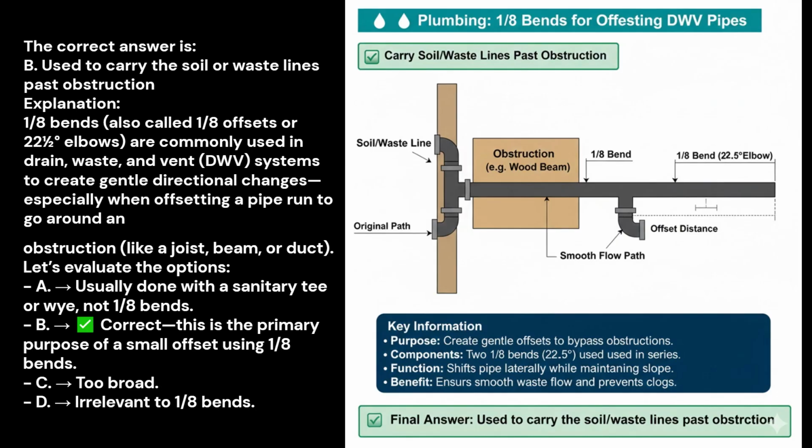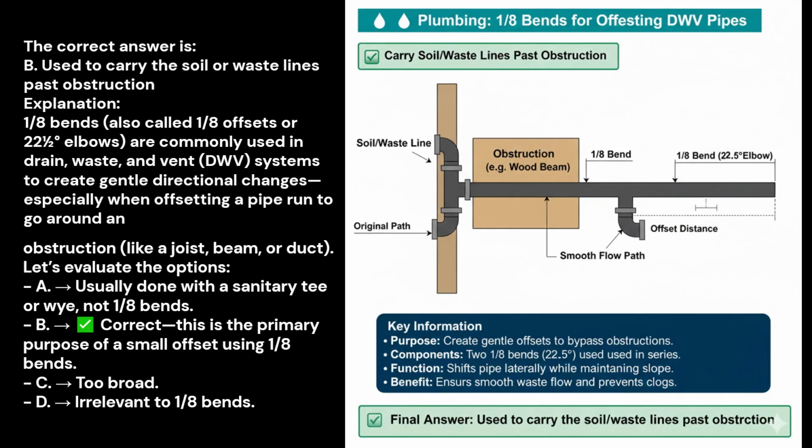This method provides a smoother flow path compared to sharp 90 degree bends and helps avoid clogs. They are not typically used for major direction changes, like branch to main drain, or as primary fittings for takeoffs. Let's evaluate the options. A. Change of direction from branch drains to building main drain, usually done with a sanitary T or Y, not 1/8 bends. B. Carry soil waste lines past an obstruction. Correct, this is the primary purpose of a small offset using 1/8 bends. C.